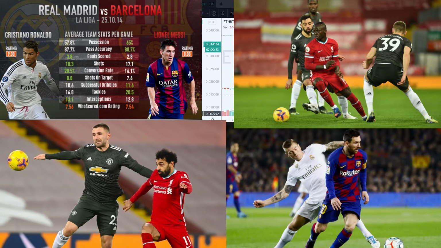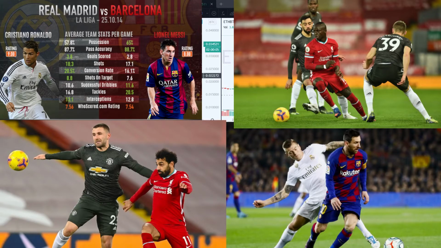Definitely, fans of these teams will assume that their team would win. Barcelona fans will claim that Barcelona will win, while Real Madrid fans will say Real Madrid will win. Liverpool fans will want their Liverpool to win. Manchester United fans will want Manchester United to win.